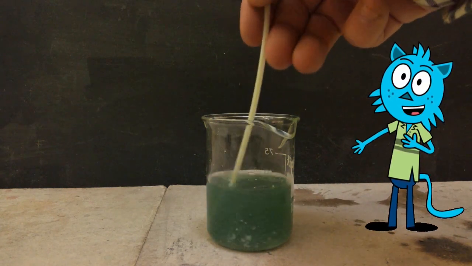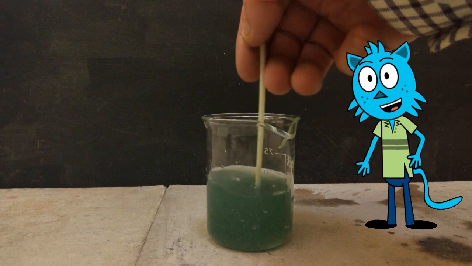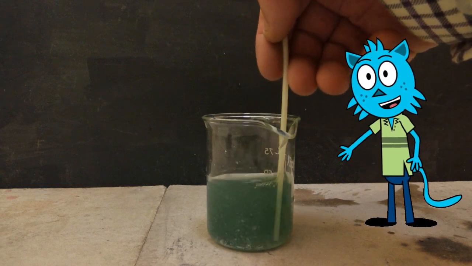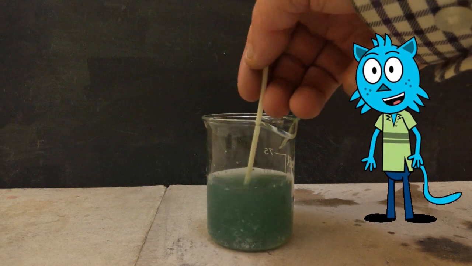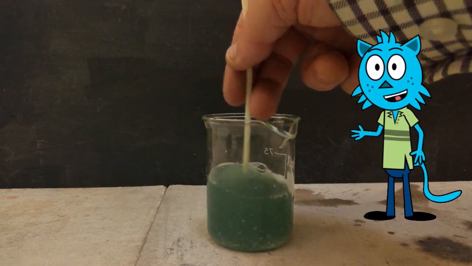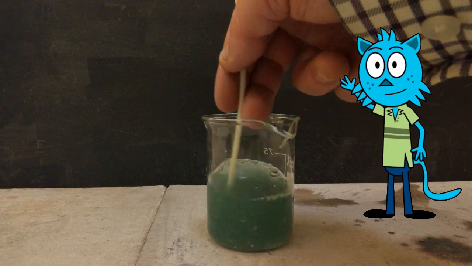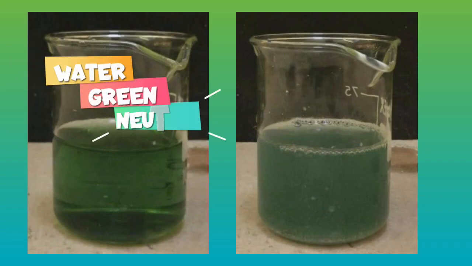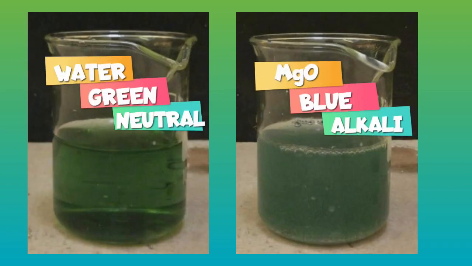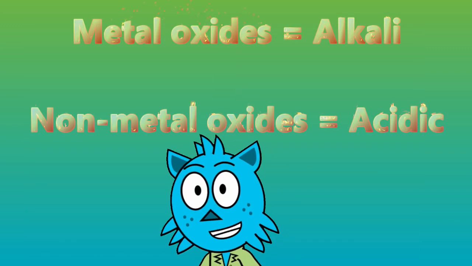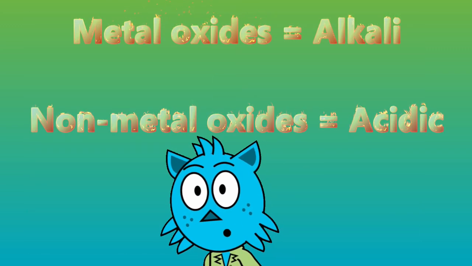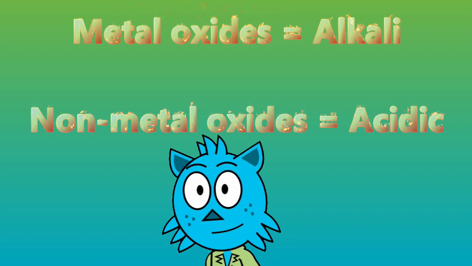When we drop the magnesium oxide into the water and stir it, you can see that the universal indicator is changing blue, showing the pH rising into the alkali side of the pH scale. This demonstrates that the oxide of a metal is alkaline. This is a chemical property of metals. In summary, metal oxides are alkaline, non-metal oxides are acidic.